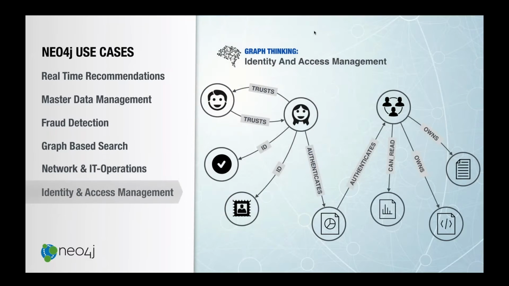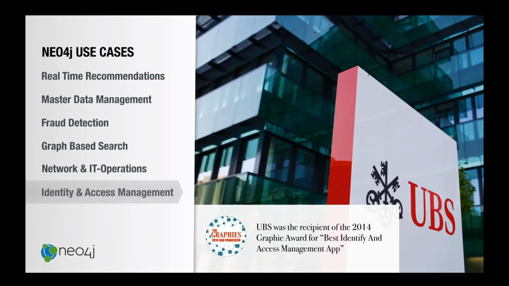And the final use case that I want to talk about is identity and access management. So really, this is thinking about what user should have access to what documents, to what assets, based on different groups that they're a member of, different roles that they have in those groups, etc. And UBS uses Neo4j for identity and access management as an example.